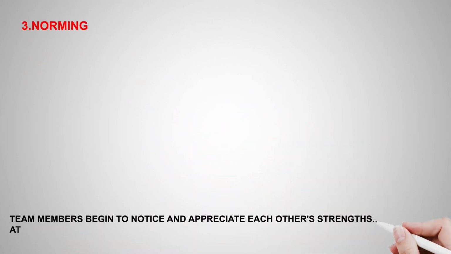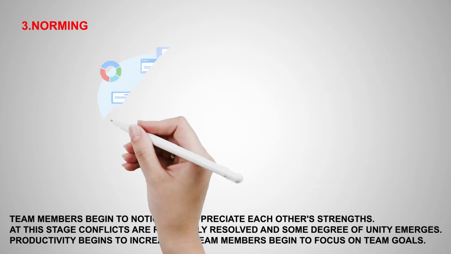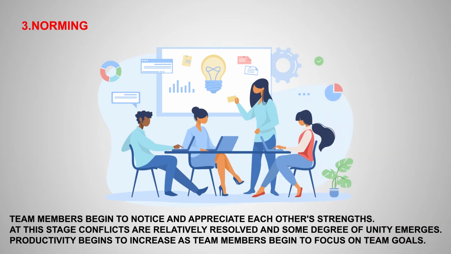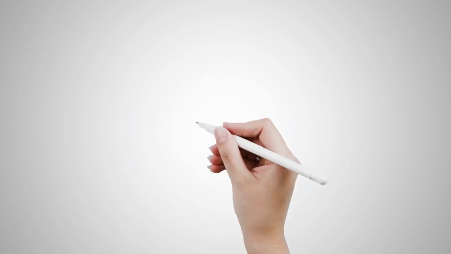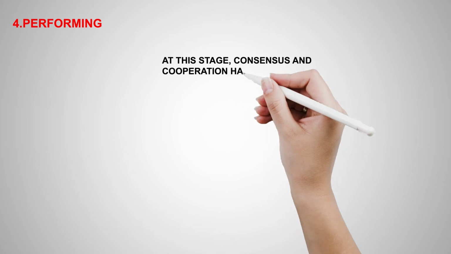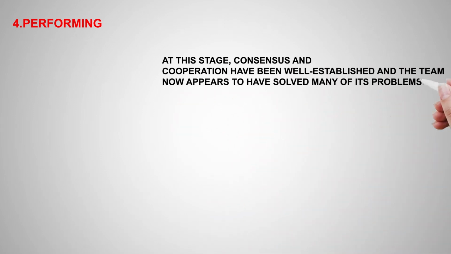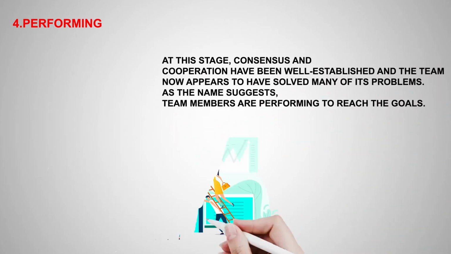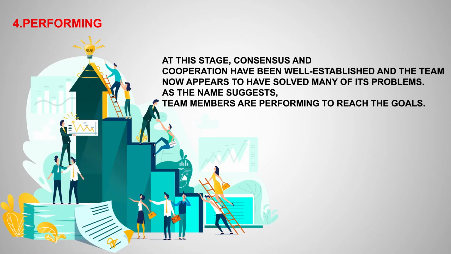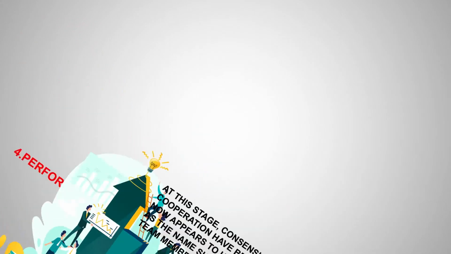3. Norming. Team members begin to notice and appreciate each other's strengths. At this stage, conflicts are relatively resolved and some degree of unity emerges. Productivity begins to increase as team members begin to focus on team goals. 4. Performing. At this stage, consensus and cooperation have been well established and the team now appears to have solved many of its problems. As the name suggests, team members are performing to reach the goals.